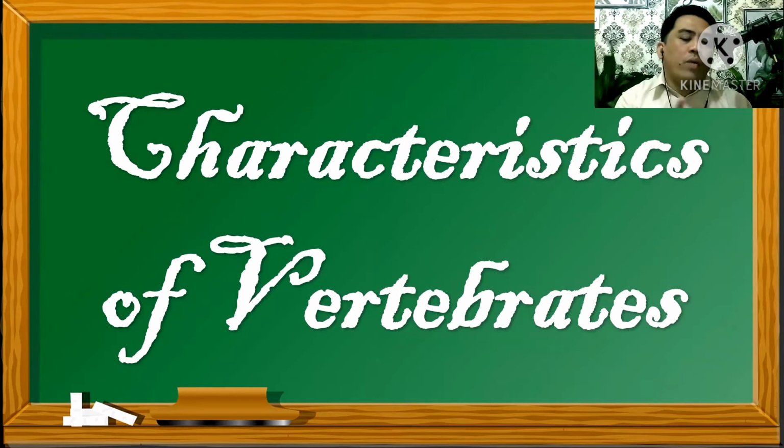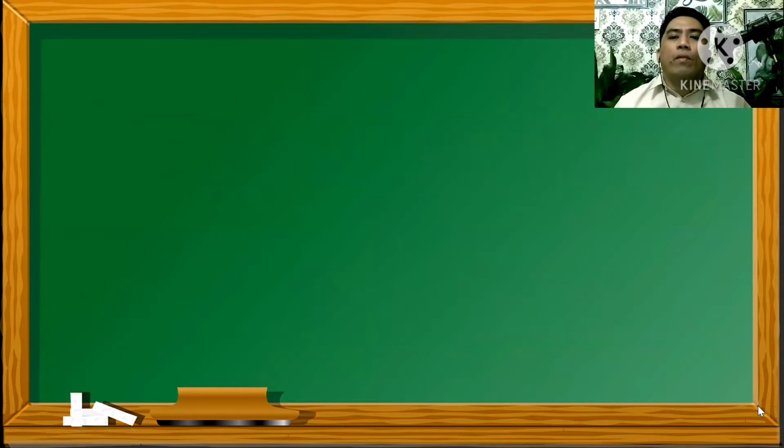Vertebrates lang muna tayo kasi medyo mahaba itong lessons na to. The competency is we're going to distinguish the characteristics of vertebrates and invertebrates. Unahin natin yung mga vertebrates. Ano nga ba ang mga vertebrate animals? What are their characteristics?